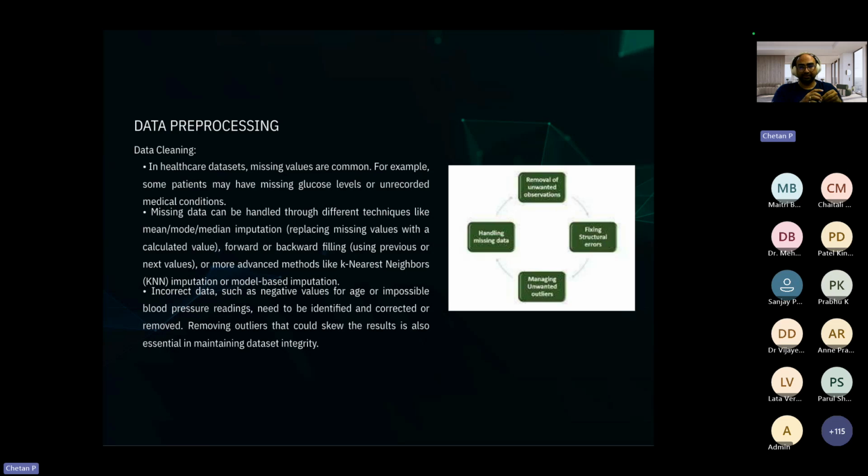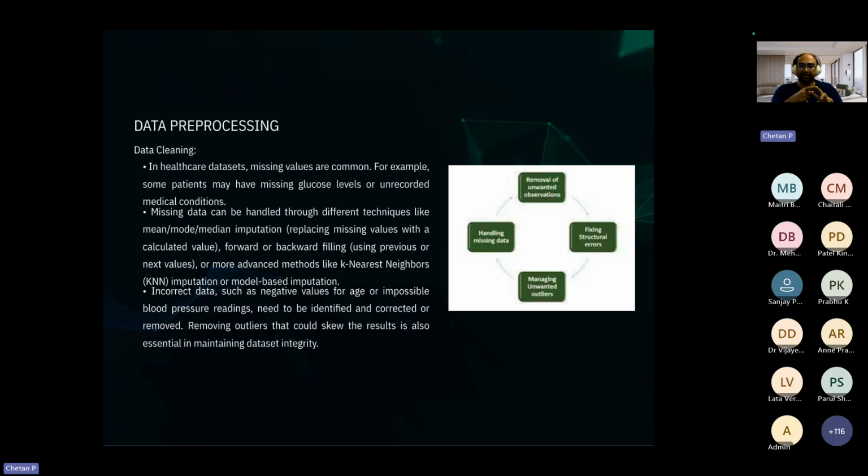Especially in medical terms, you should not use random or mean, median, mode imputations, just because it may fail in some cases. So you have to do clustering based on age group, and then check what is the mean value of those clusters. So the first problem is missing value analysis and how to fill that missing value data.